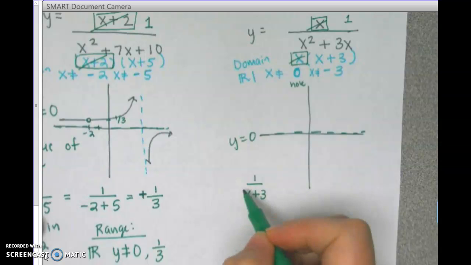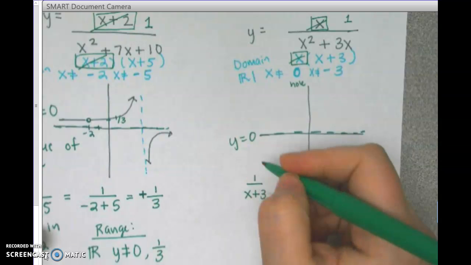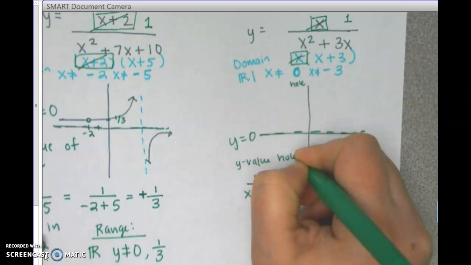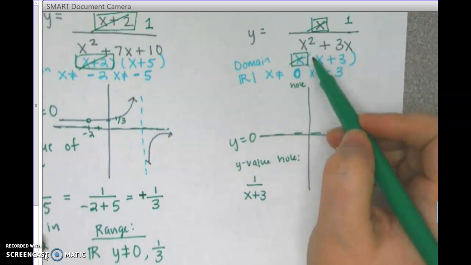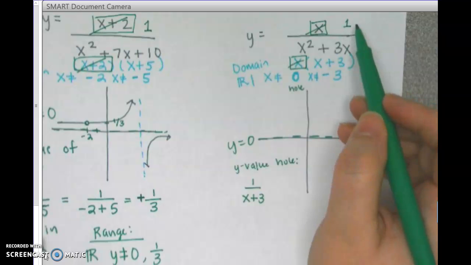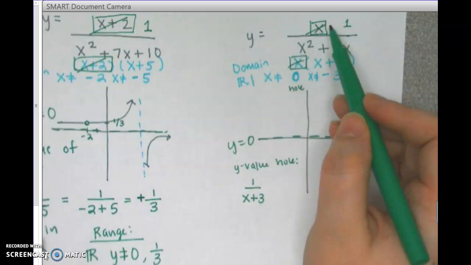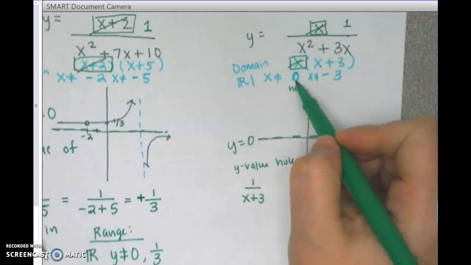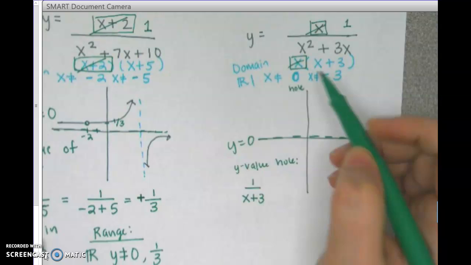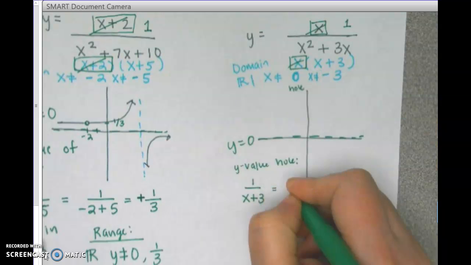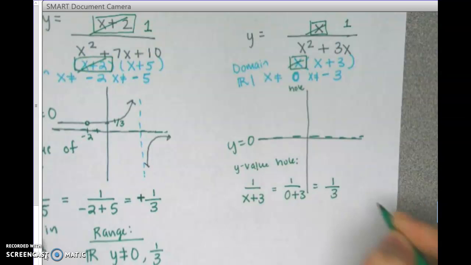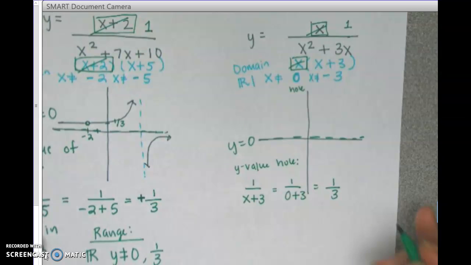So now I'm finding the y value of my hole. I simplified it, I crossed out the x, I have 1 as a placeholder in the numerator because I canceled everything in the numerator. So now that it's simplified, I'm going to plug 0 in for x. So when I plug 0 in for x, 0 plus 3 is 3. This just happened to work out that both of these examples were 1/3, but it's obviously not always going to be that.